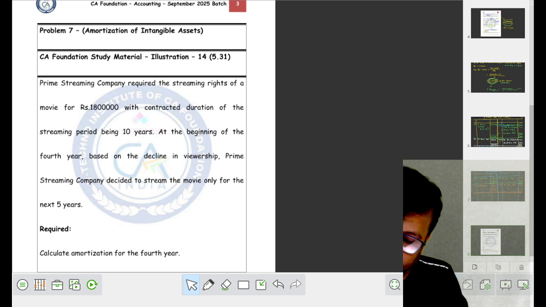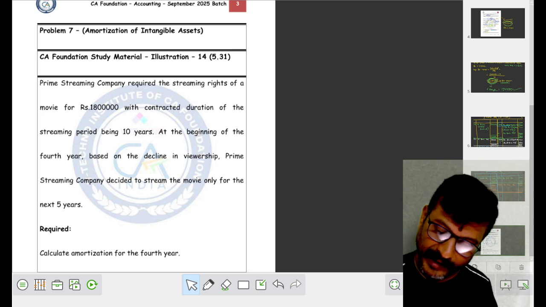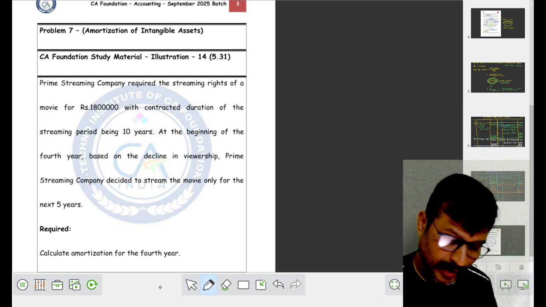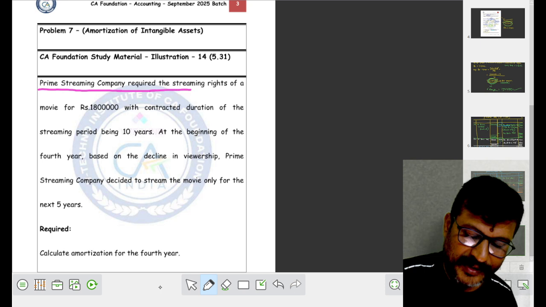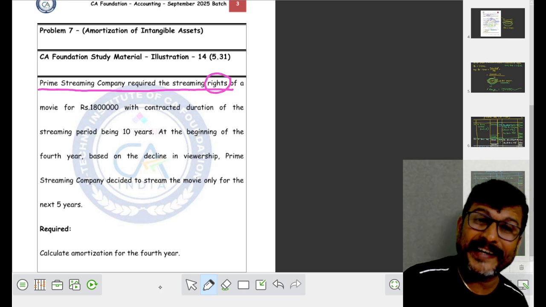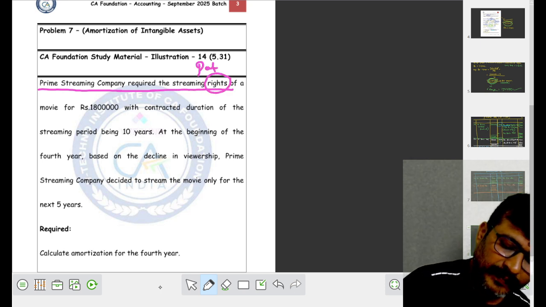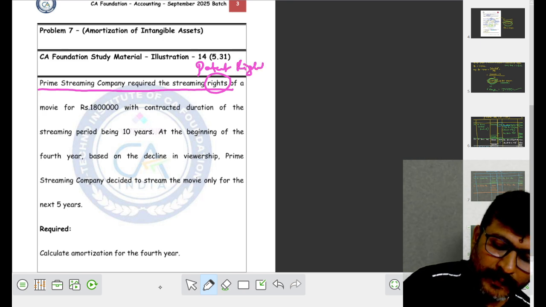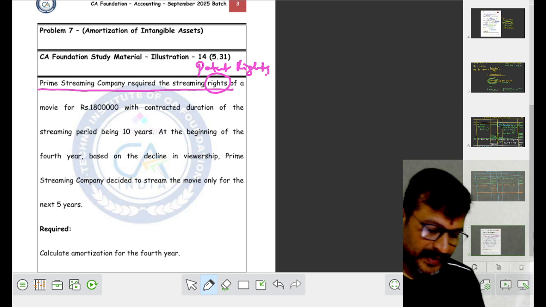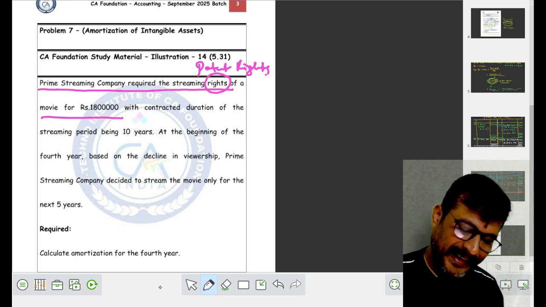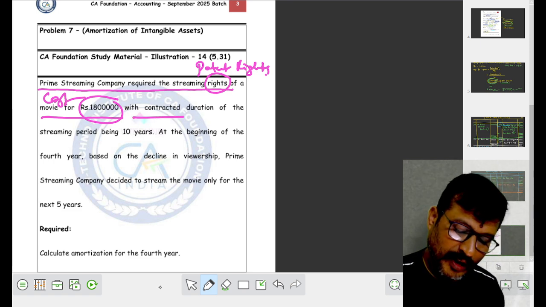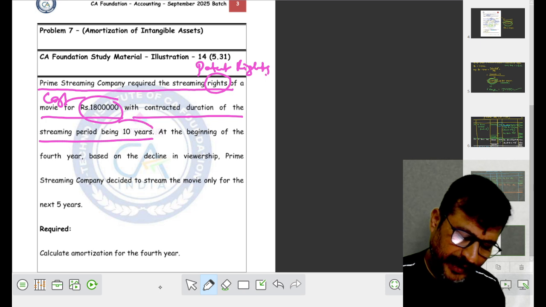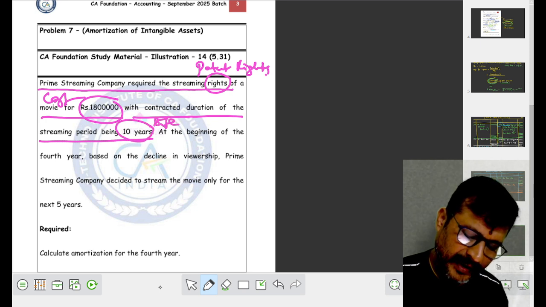What happened? The 7th problem. See, this is also speaks about amortization. Prime streaming company required a streaming right, patent right. This is called what? Patent right as an intangible asset. Movie for rupees 18 lakh. 18 lakh is the cost. With a contract duration for a period of 10 years. 10 years is your life.